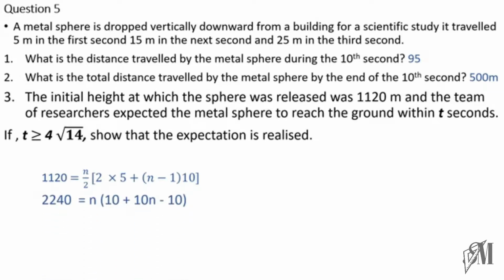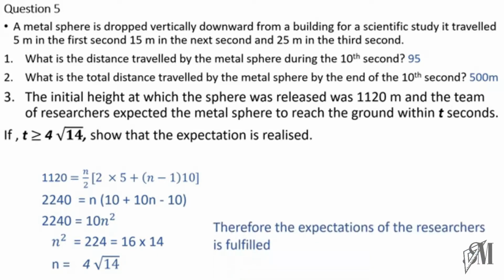Once you substitute and make n the subject, you get 2240 is equal to 10n squared, and then 224 is equal to n squared. You know 224 is equal to 16 into 14. Therefore, we can take n is equal to 4 times root of 14. So by this we can tell that the expectation of these researchers is fulfilled.